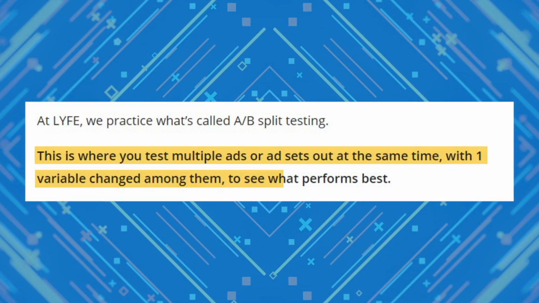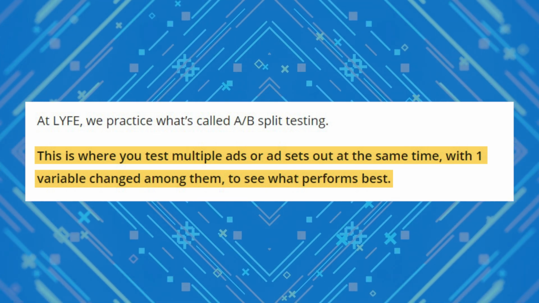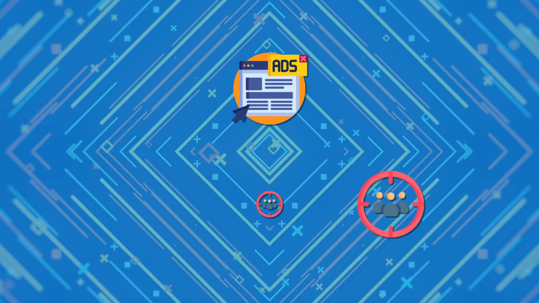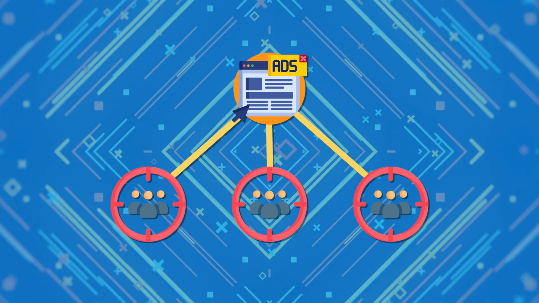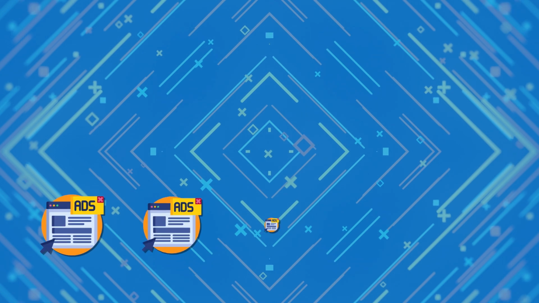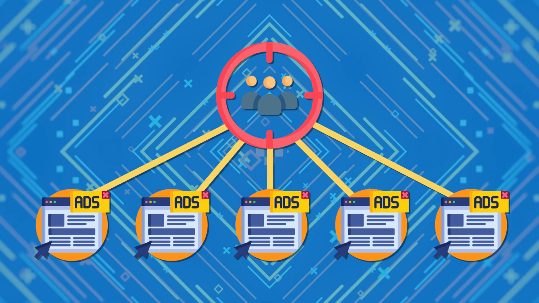A/B split testing is where you test multiple ads or ad sets out at the same time with one variable changed among them to see what performs best. So this could look like running the same exact ad to 3 different audiences to see which audience responds best. And this can also look like running 5 different ads to one audience to see which ad performs best. If you only ever run 1 or 2 ads to the same audience, you're going to be left frustrated wondering why you're not seeing scalable results.